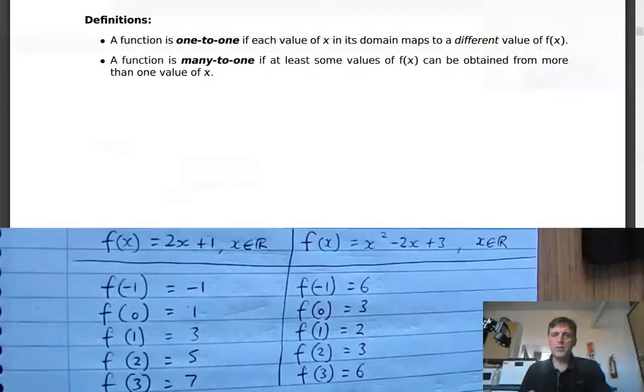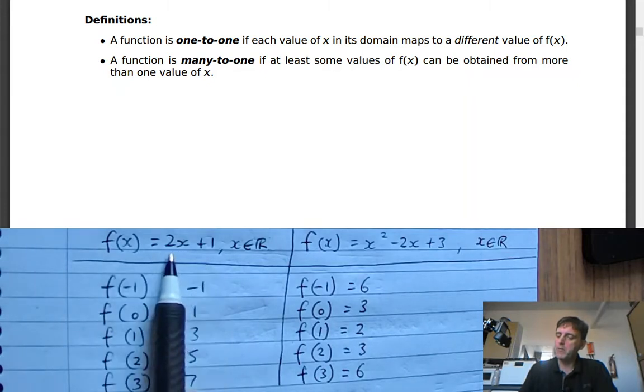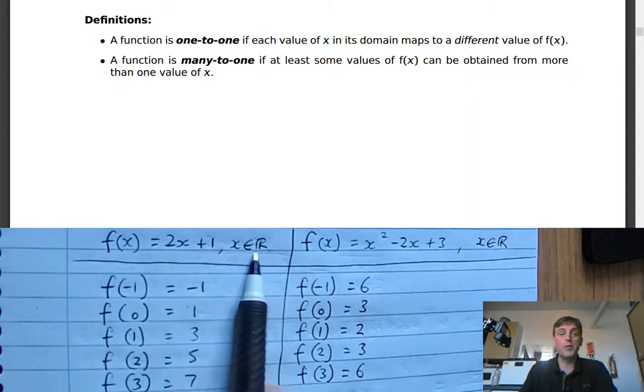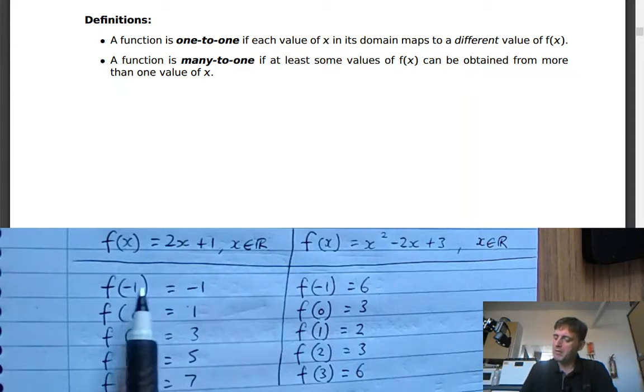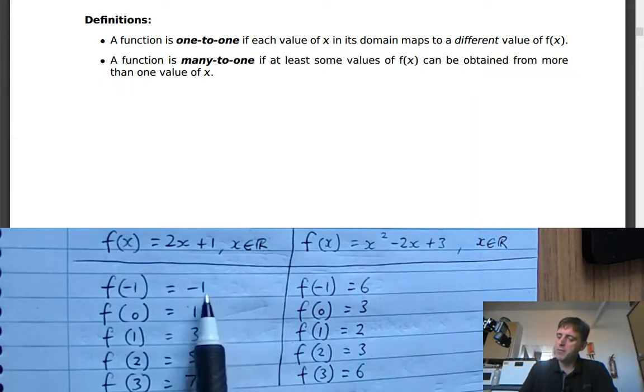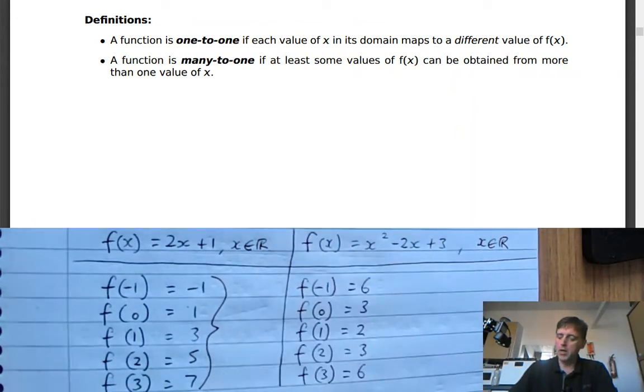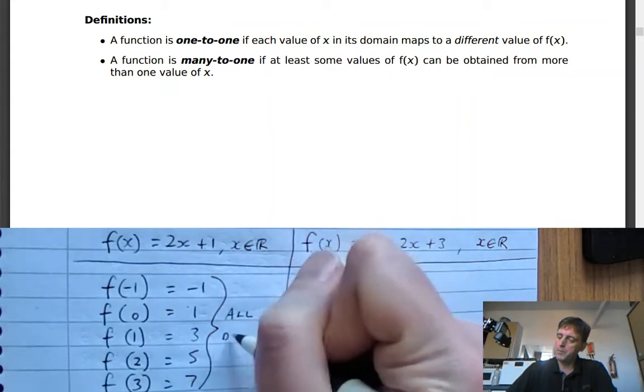So let's have a look at two functions here. One of them is a one-to-one function and one of them is a many-to-one function, and I'll try and explain why they are as they are. So here's the first function. I've called it f. It's the function f of x equals 2x plus 1, and no restriction on the domain of the function. I'm going to allow any real number to be the input. And I've worked out a few of the output values, and I'm noticing that each of these output numbers are different from each other. We don't have any output numbers which are repeated here.